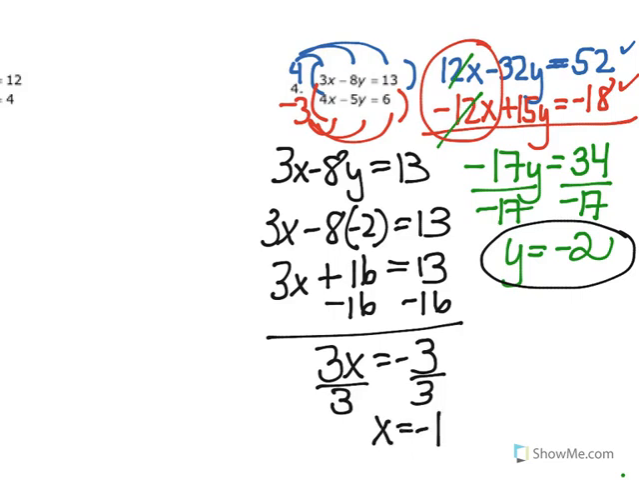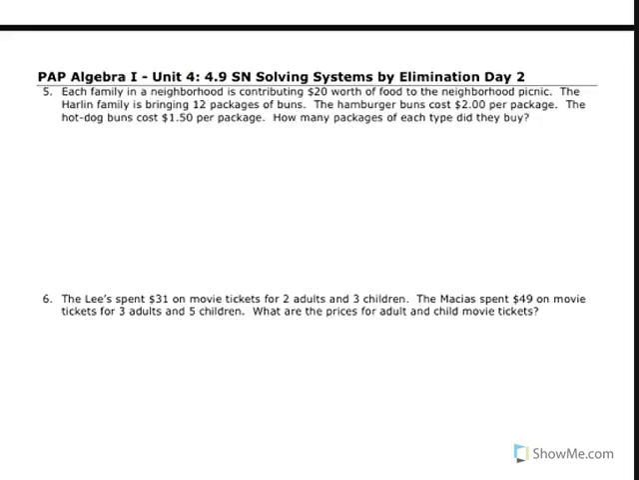And so our solution to this equation, as mentioned earlier, was -1, -2, and there you go. Okay, check your work, and let's move on to the back page. Okay, so we have a family in the neighborhood contributing $20 worth of food to the neighborhood picnic. The Harlan family is bringing 12 packages of buns. The hamburger buns cost $2 per package, the hot dog buns $1.50. How many packages of each type did they buy?